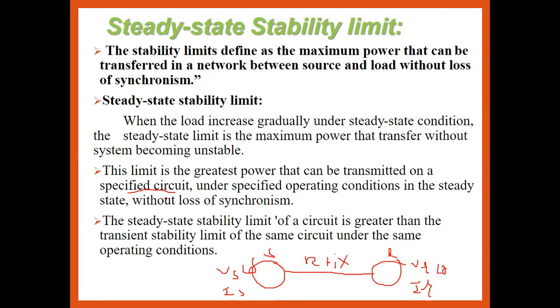Okay, so the steady state stability limit is generally greater than the transient stability limit of the same circuit under the same operating conditions. That is the first conclusion that we have to draw. The steady state stability limit should be greater than the transient stability limit. Why is it more? Because the duration is smaller. What is the duration for steady state stability? It will be less. For transient, it will be more. So obviously the maximum power transfer for steady state stability should be more as compared to the transient stability limit.